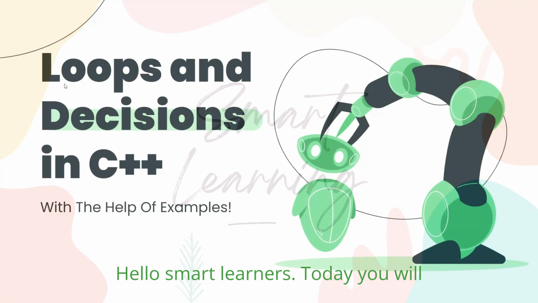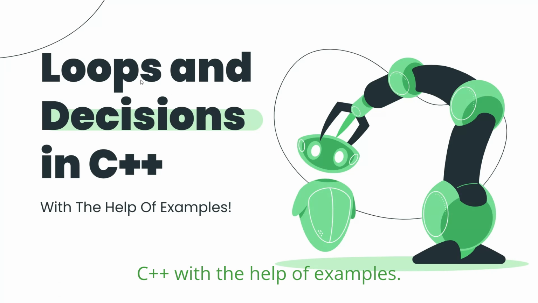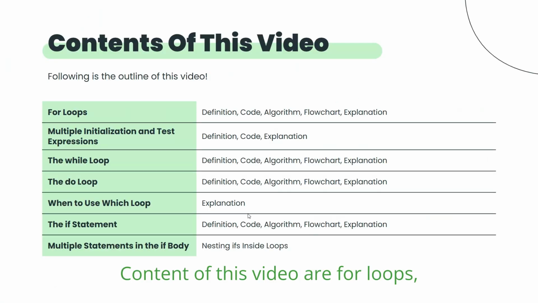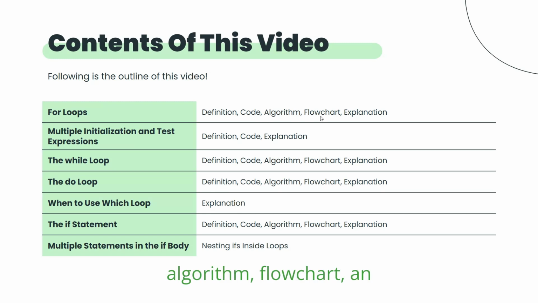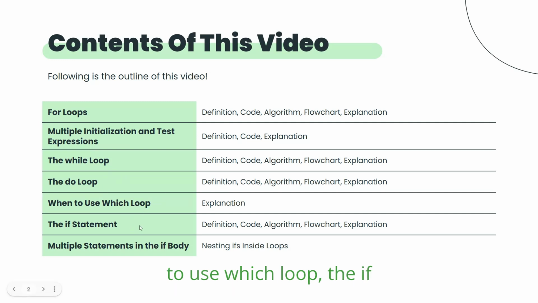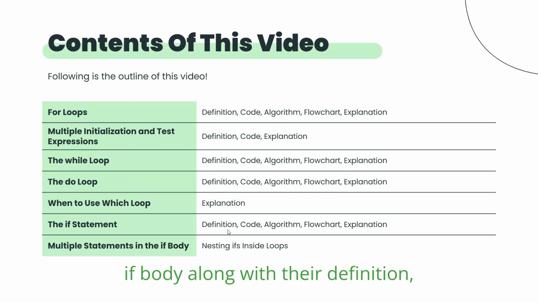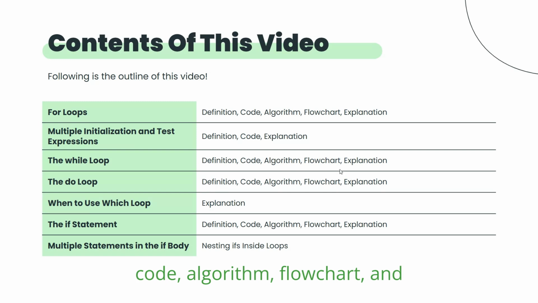Hello smart learners, today you will learn about loops and decisions in C++ with the help of examples. Contents of this video are for loops with the help of definition, code, algorithm, flowchart, and explanation, multiple initialization and test expressions, the while loop, the do loop, when to use which loop, the if statement, multiple statements in the if body, along with their definition, code, algorithm, flowchart, and explanation.